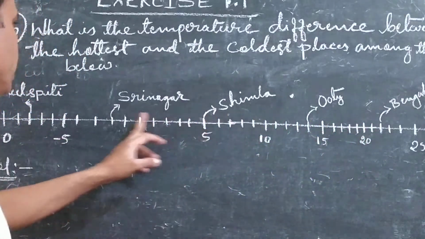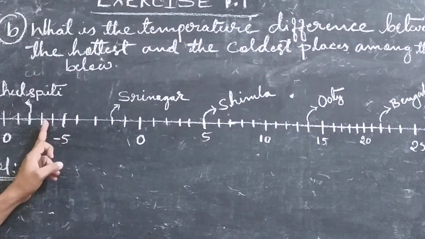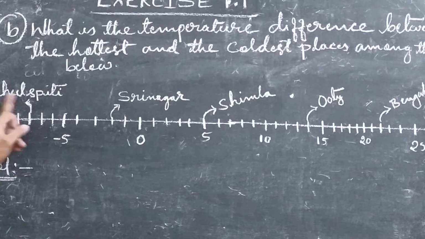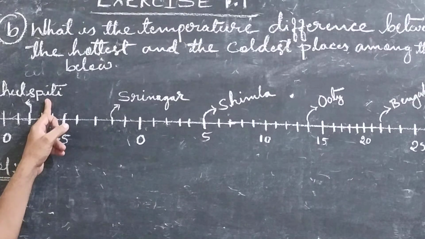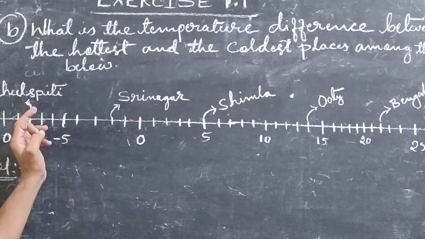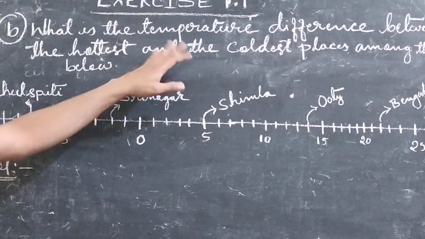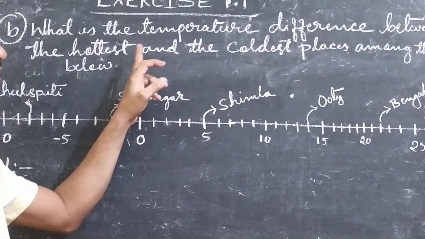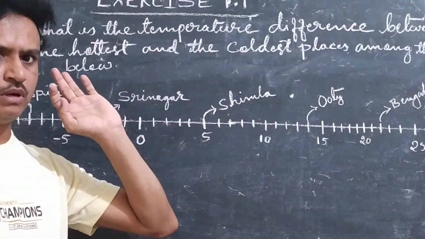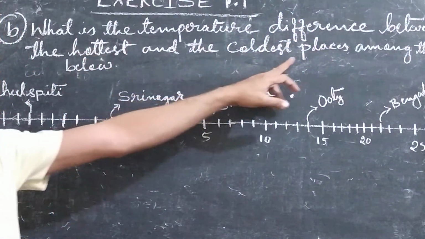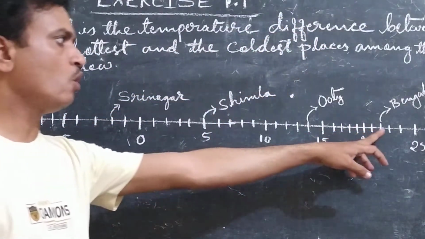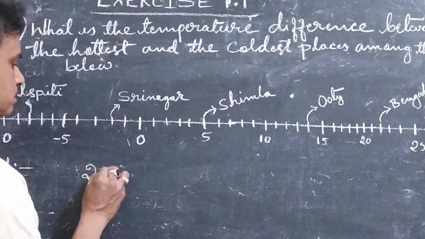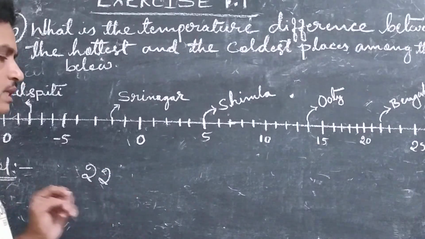Then the coldest place: -5, -6, -7, -8. Lahaul Spiti is the coldest place, with a value of -8 degrees Celsius. According to this question, what should we do? Find the difference between the hottest and the coldest places. The hottest value is Bengaluru, 22 degrees Celsius.